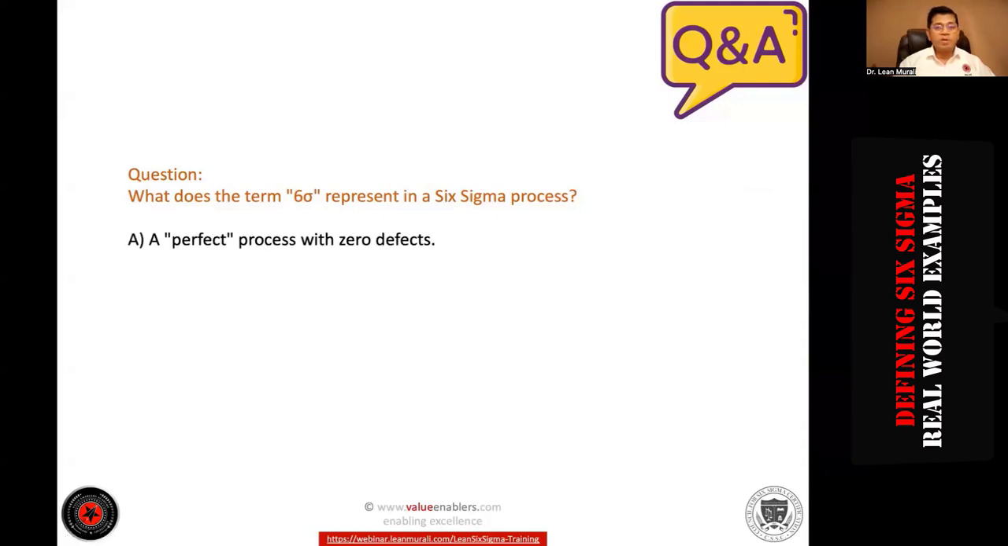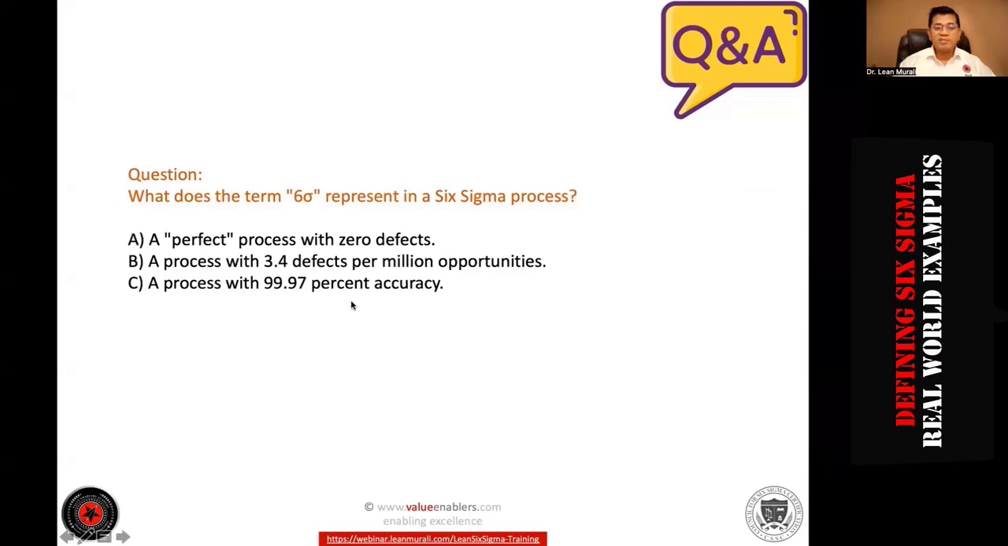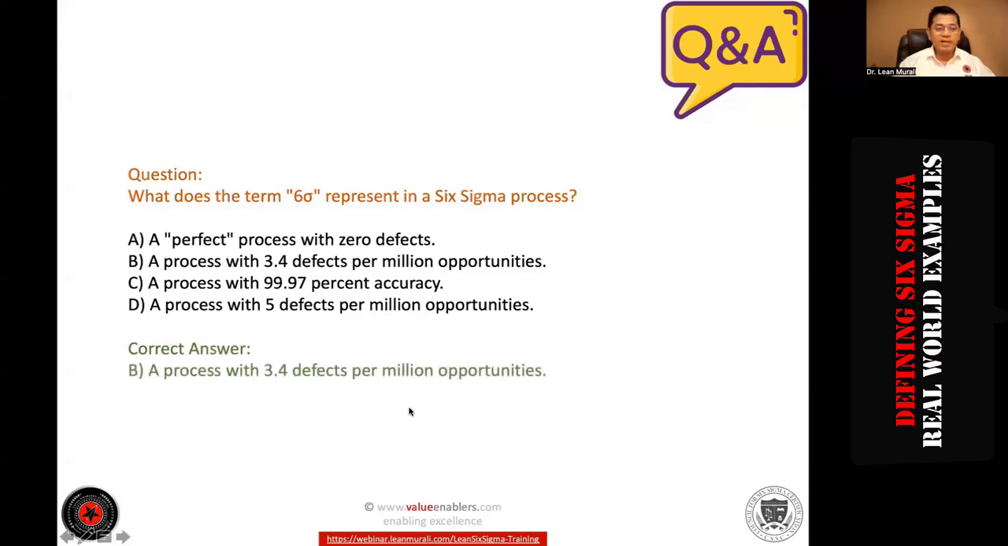Okay, so the question: what does the term 6 sigma represent in a process? A perfect process with 0 defects, a process with 3.4 defects per million opportunities, a process with 99.97% accuracy, or a process with 5 defects per million opportunities. What is the correct answer? Let's see. The correct answer is B.